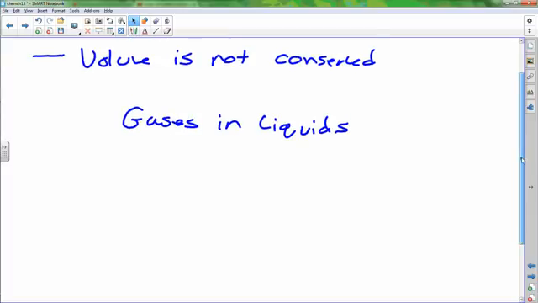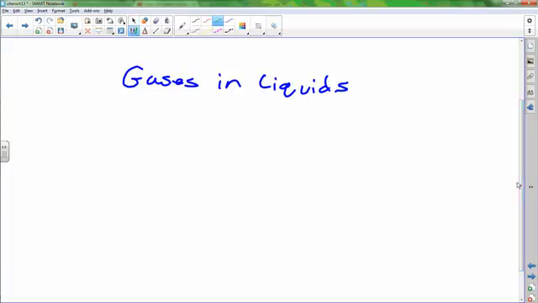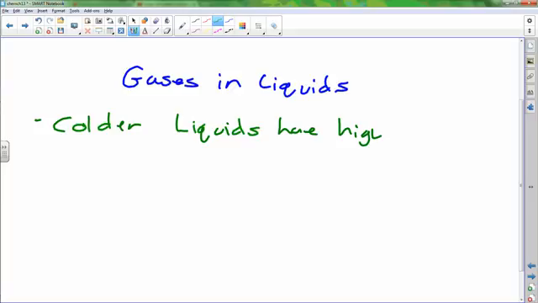But here's the weird thing about gases and liquids. Colder liquids are actually able to hold more dissolved gases than warmer liquids.